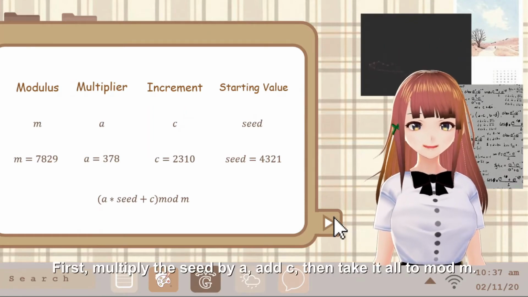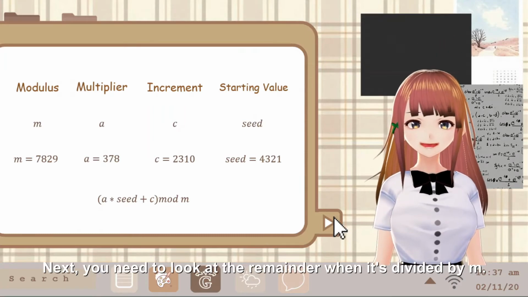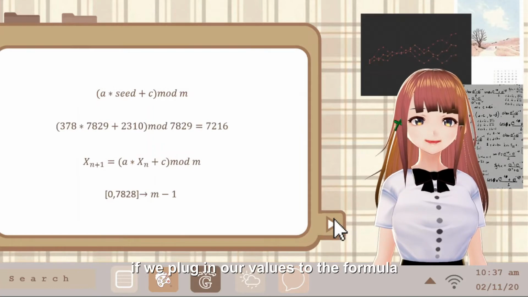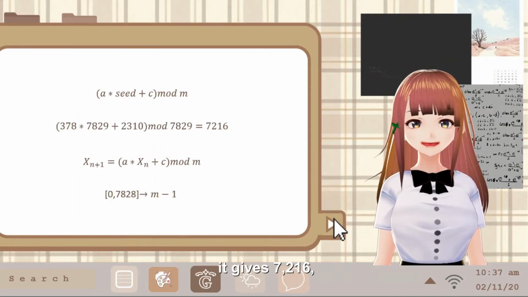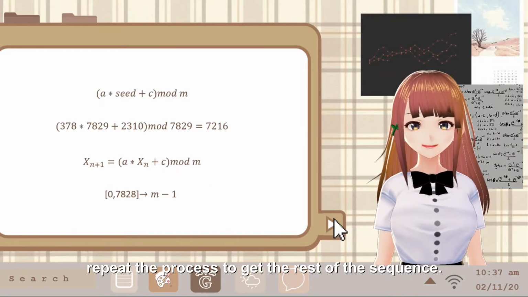First, multiply the seed by a, add c, then take it all to modulus m. Next, you need to look at the remainder when it's divided by m. For example, if we plug in our values to the formula, it gives 7216. Repeat this process to get the rest of the sequence.